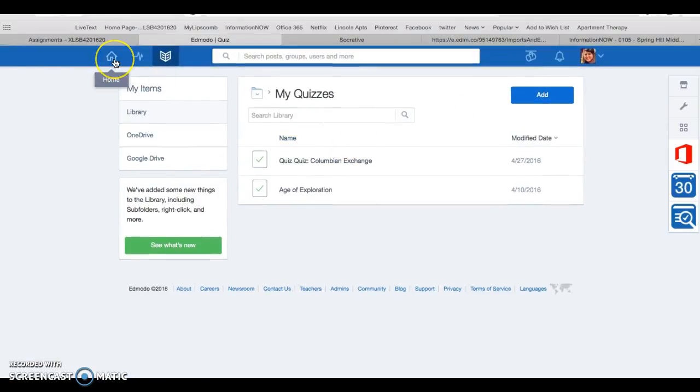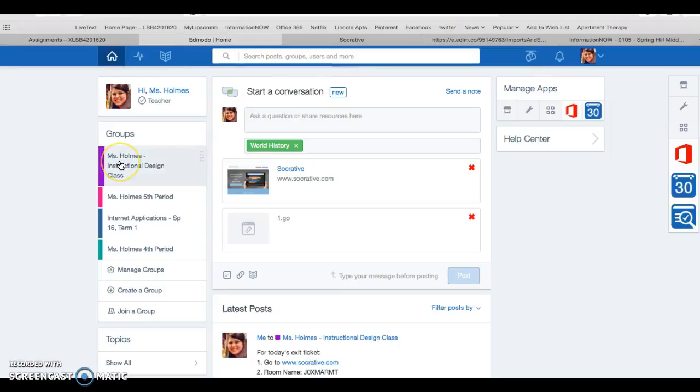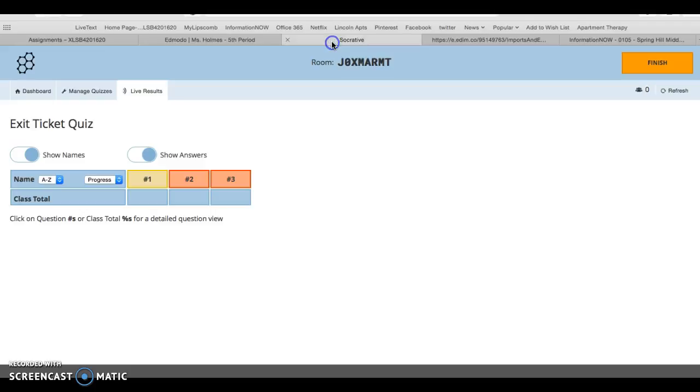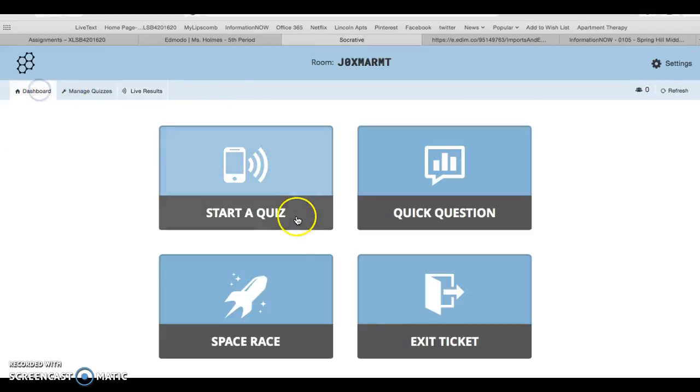Once students had completed this activity, the next assignment on their class was for the next day. They did an exit ticket on Socrative. I've set it up so students can go to socrative.com. They go to that room name right there, and when we are on Socrative, on our dashboard, you have the different options for setting things up. This one I set up as an exit ticket.